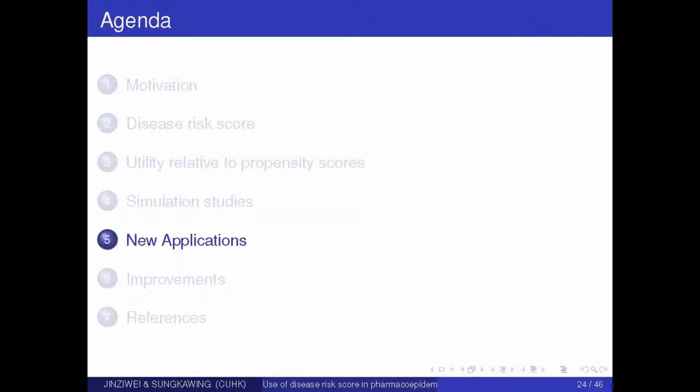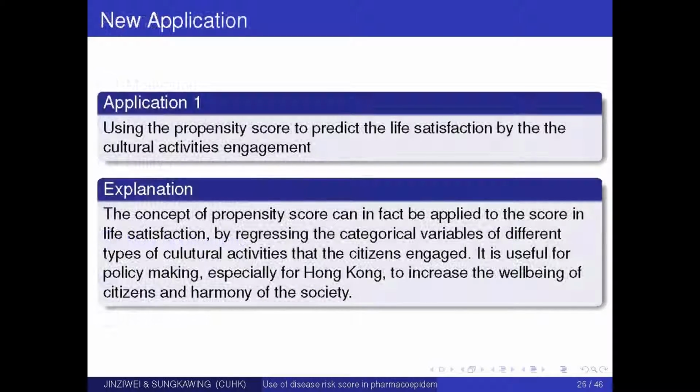Now we are going to talk about some new applications. For the first new application, we can try to use propensity scores to predict life satisfaction from cultural activities engagement. In the statistical analysis of observational data, propensity score matching is a statistical matching technique that attempts to estimate the effect of a treatment, policy, or other intervention by accounting for the covariates that predict receiving the treatment. We can apply it to the change of life satisfaction by regressing on the categorical variables of different types of cultural activities that the citizens engaged in.